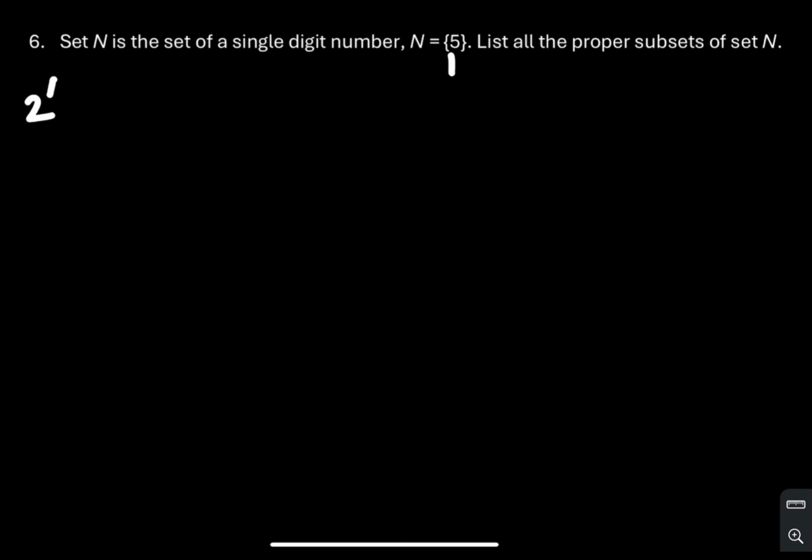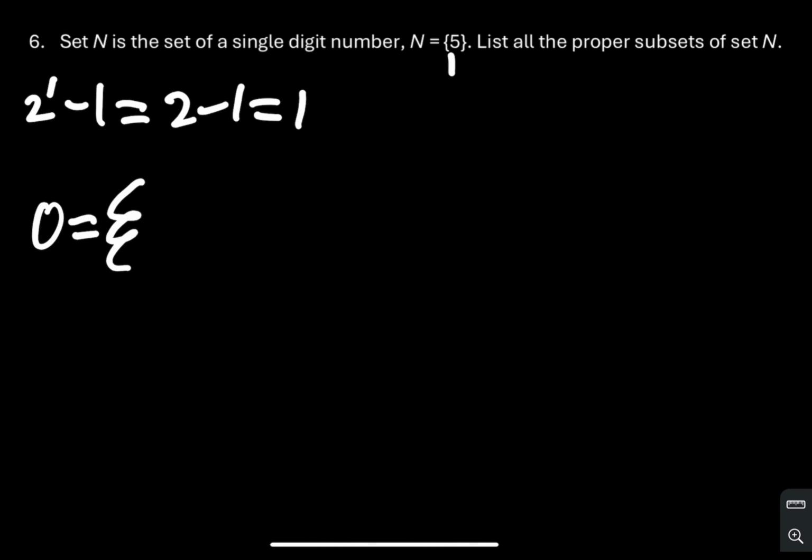So it's 2 to the first power minus 1. 2 to the first power is just 2, so it's 2 minus 1, which is going to equal 1. So there's only one proper subset of set n. I'm going to label O as a proper subset of set n, which starts at one element in set n, so we have to bump it down 1 for our combinations, and 1 minus 1 gives us 0. So the only proper subset of set n is going to be the empty set. So that's going to be your answer.